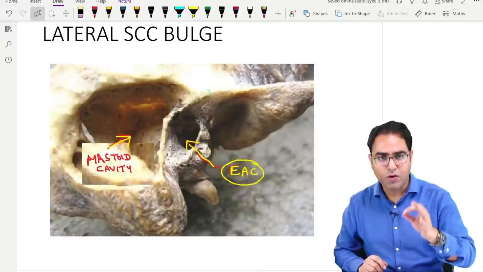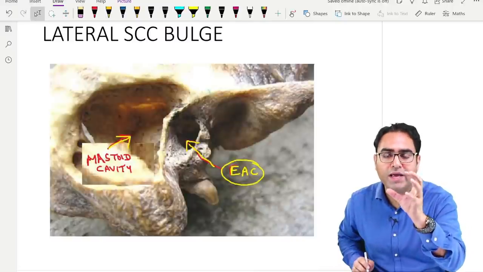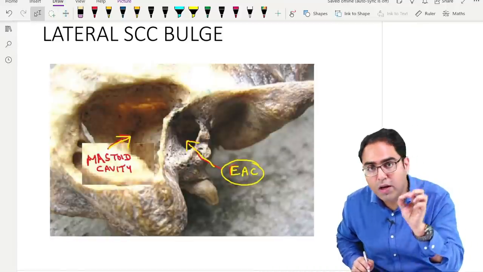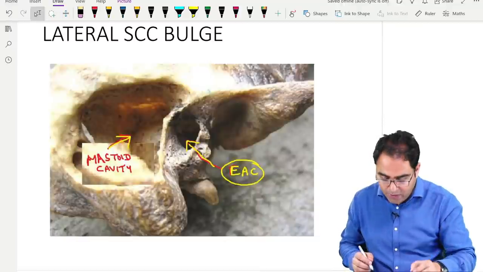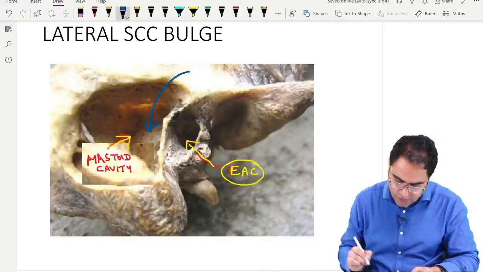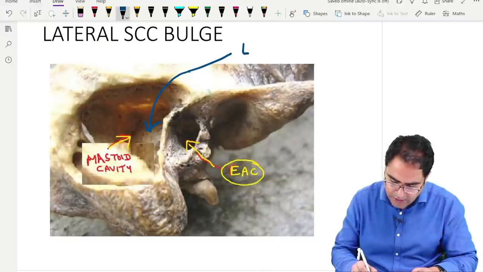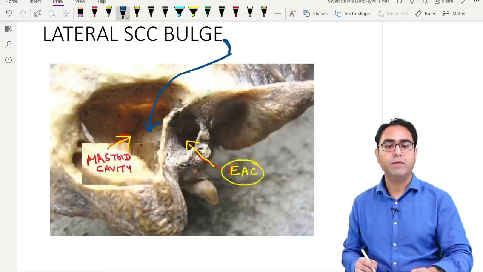Before we finish, I want to show you a couple of pictures more. If they ever show you the mastoid cavity specimen, and if they show you a hole in the floor, it is the posterior tympanotomy window. But if they mark a bulge like this in the floor of the mastoid cavity, then this is the lateral semicircular canal bulge. This is the lateral semicircular canal bulge.